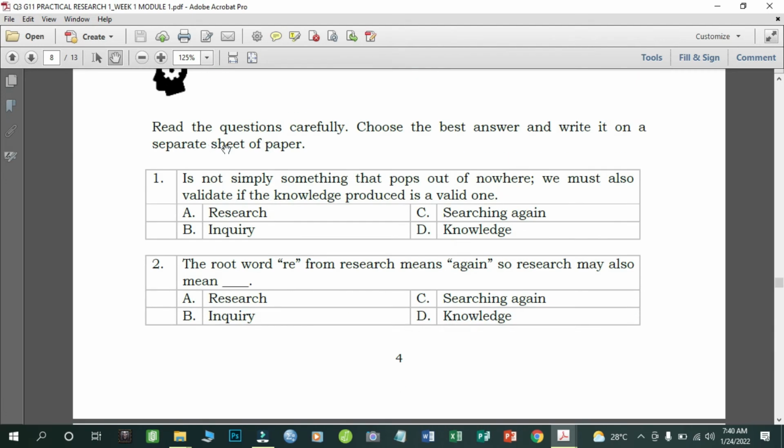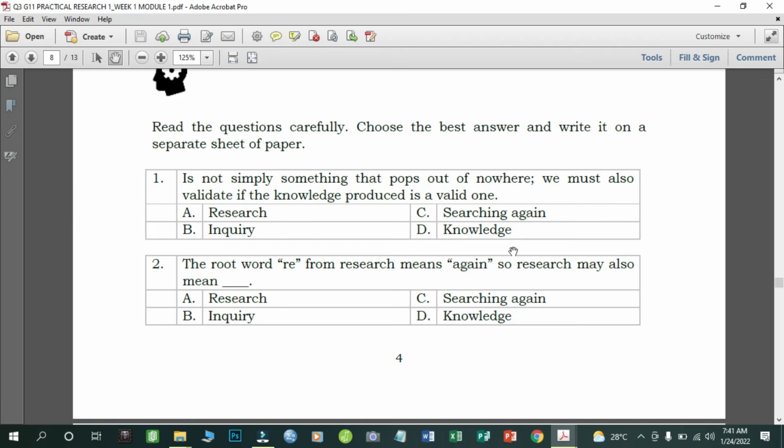Okay, read questions carefully, choose the best answer, and write it on a separate sheet of paper. Okay, number one. It is not simply something that pops out of nowhere. We must also validate if the knowledge produced is a valid one. A. Is it knowledge? It is research. B. Inquiry. C. Search again. D. Knowledge. Okay, what do you mean by this? What's your answer? Okay, correct. It's letter D. Knowledge.